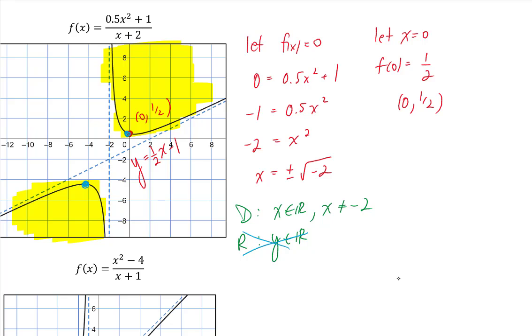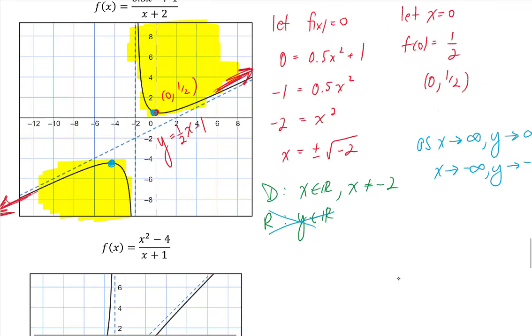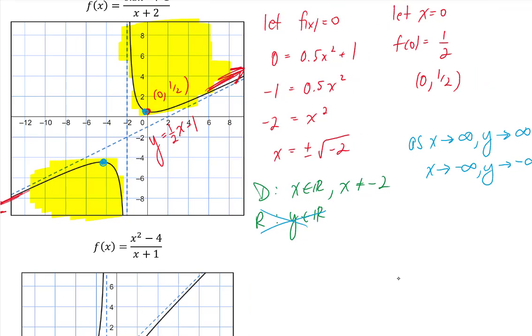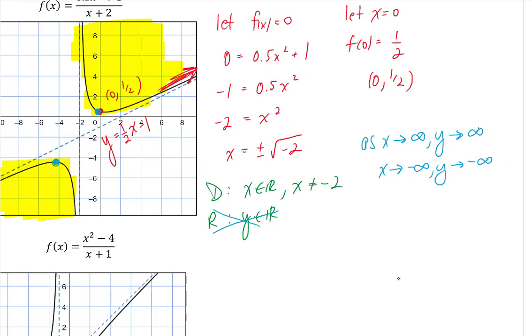If you were to look at the end behaviors for this graph, as x goes to infinity, we see that y also goes to infinity. And as x goes to negative infinity, y goes to negative infinity. So notice this graph is going up to the right as we go to infinity. And then as we look at the negative, it's going down to the left. But what happens is this curve, f of x, approaches the line y equals 1/2 x minus 1.